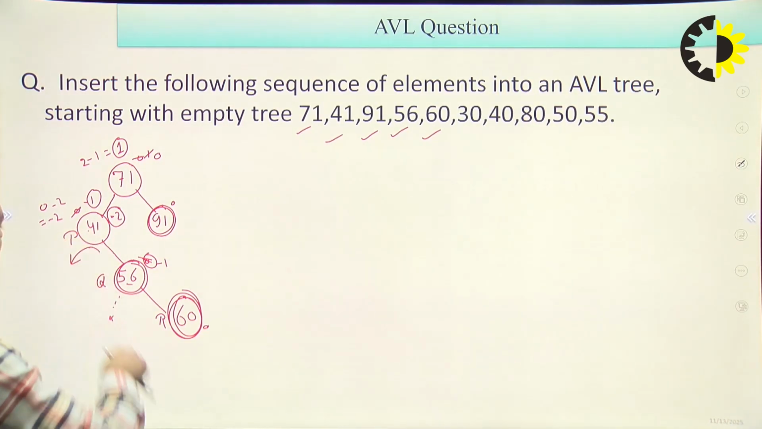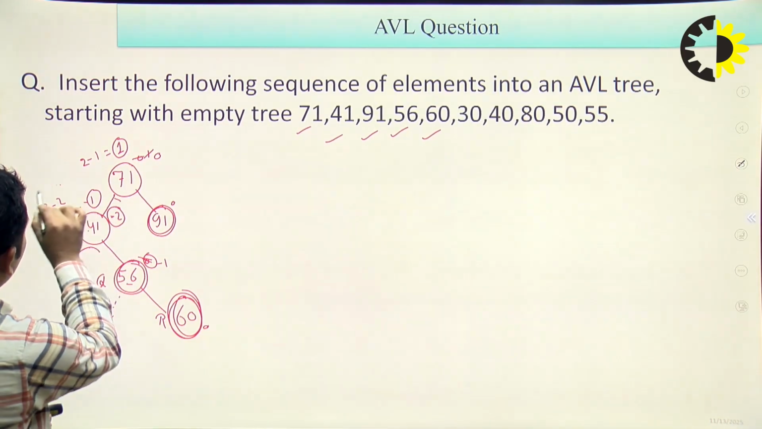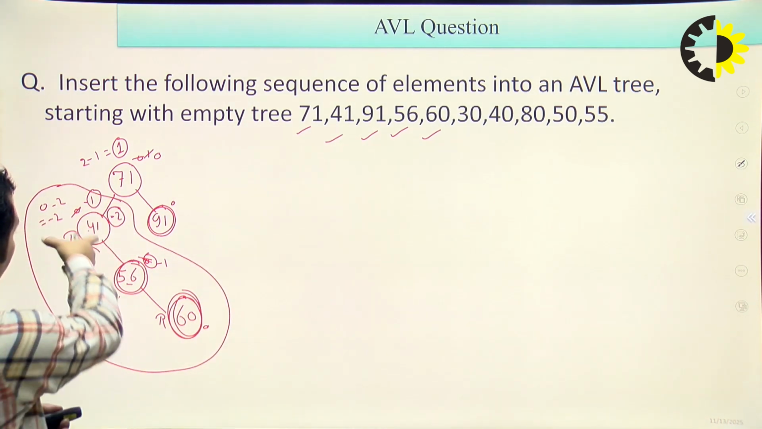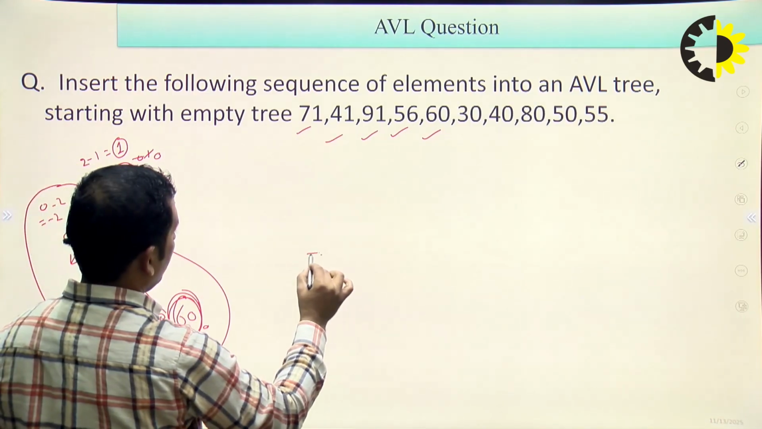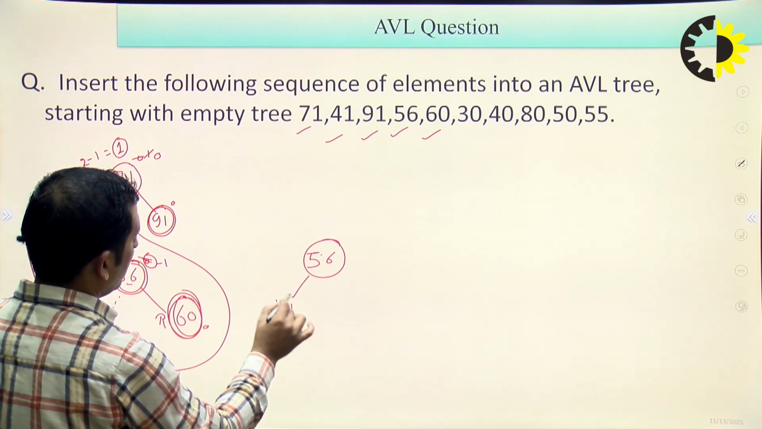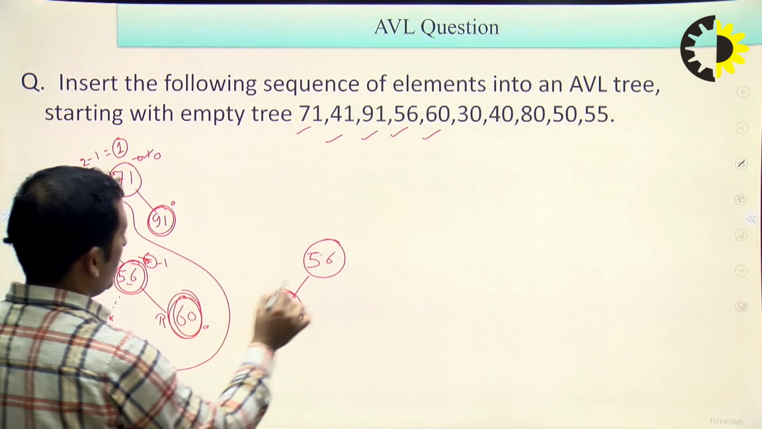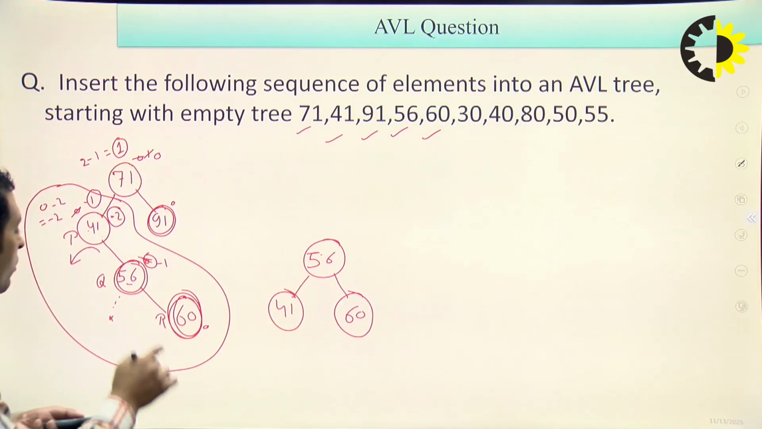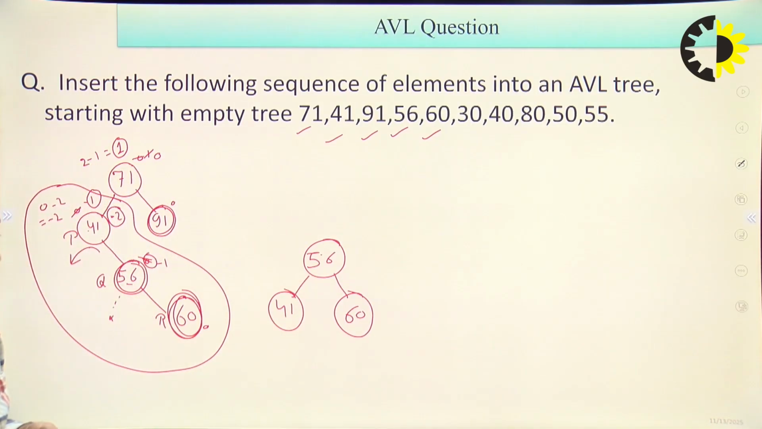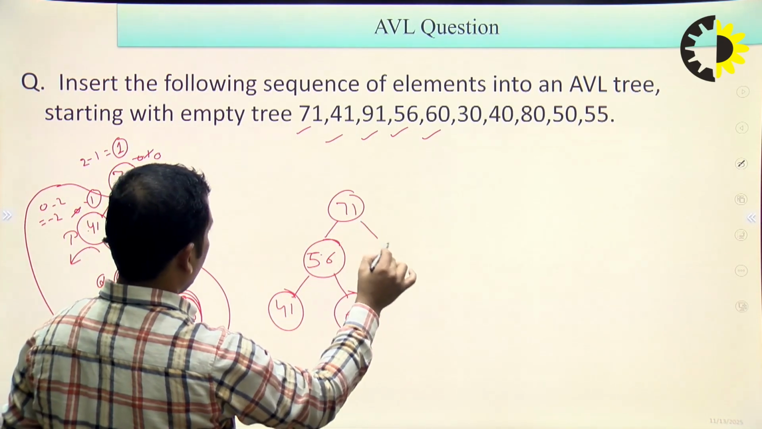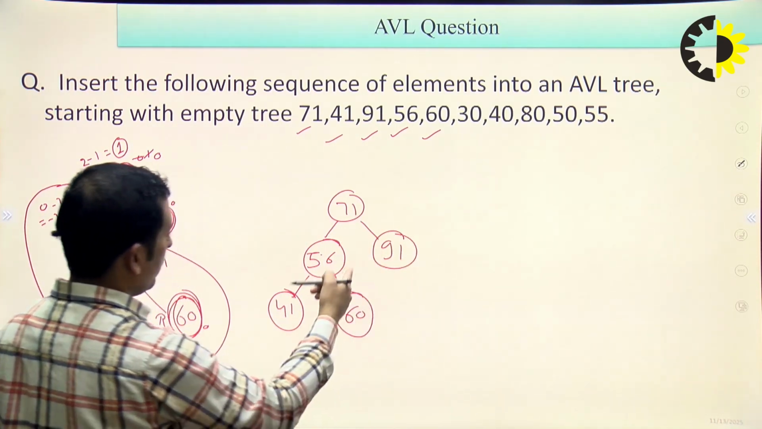After rotation, just see only this part. After rotation at P, 56 will come up and 41 is attached to the left side of 56, and 60 is untouched here. So after rotation we will get this, and the others are the same, 71 and 91. Now our tree is balanced.